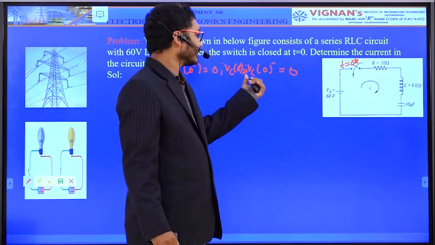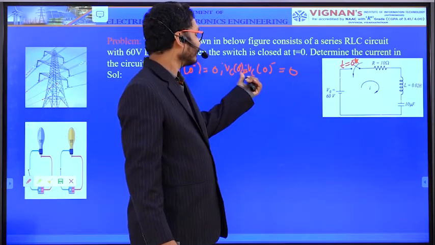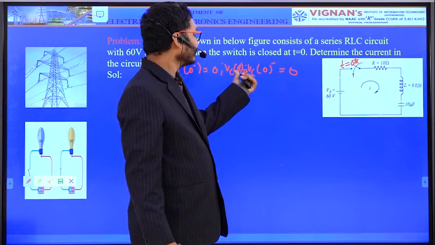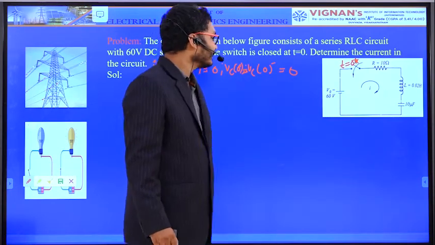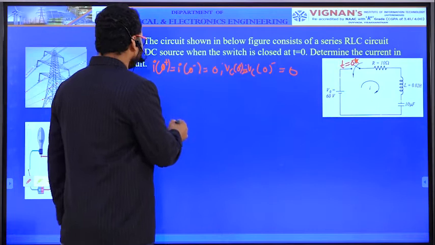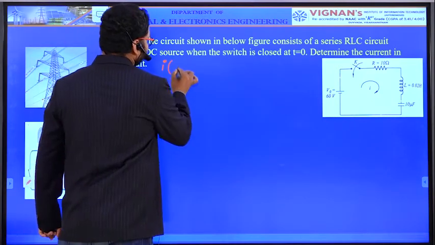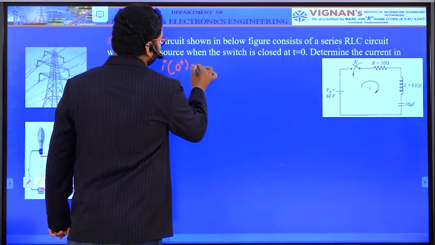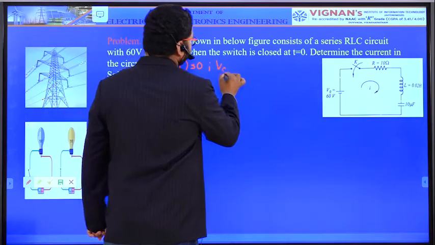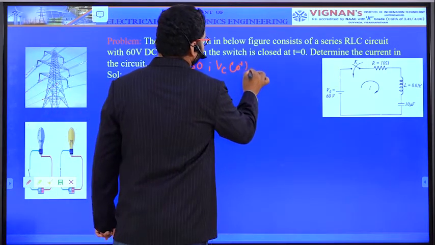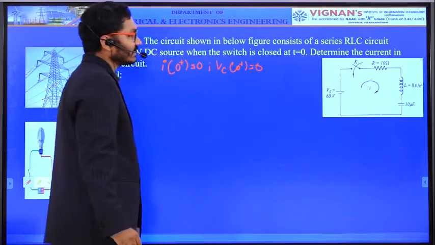Similarly, the capacitance doesn't allow sudden changes in voltage, so VC(0+) is also the same as VC(0-). It means at t equals 0 plus the current is 0 and the voltage across the capacitance is also 0. Okay, we have two initial conditions.